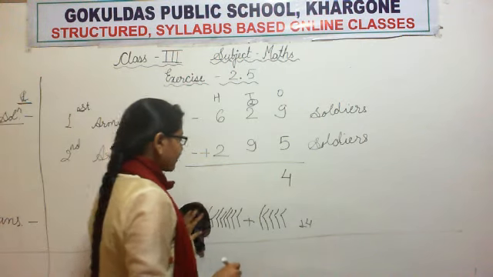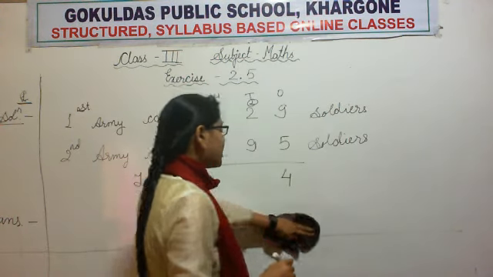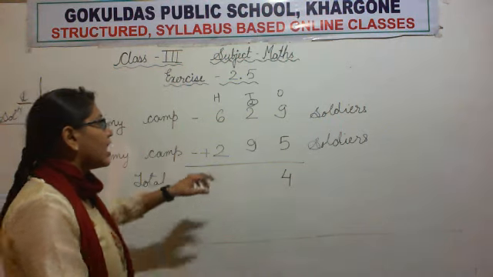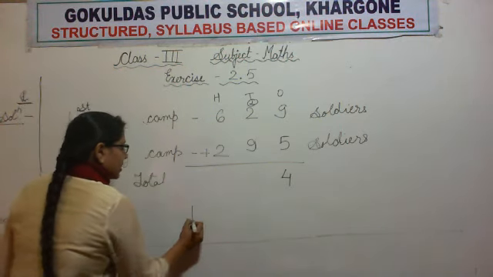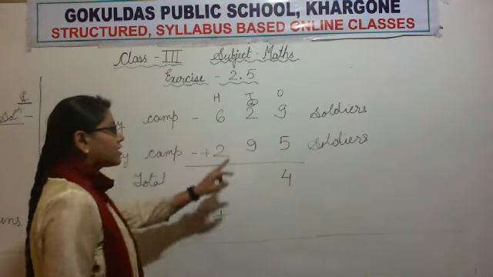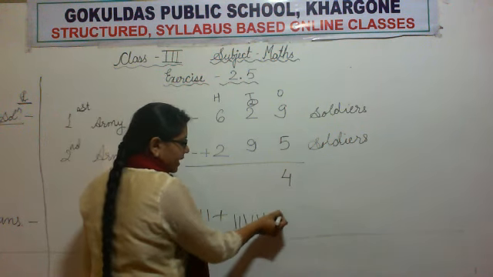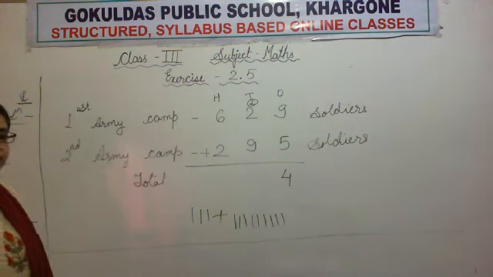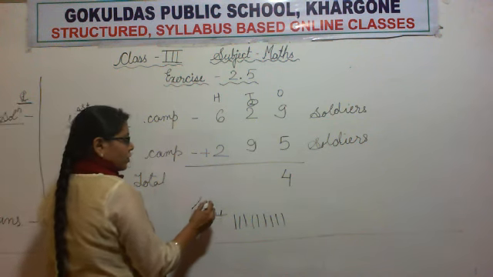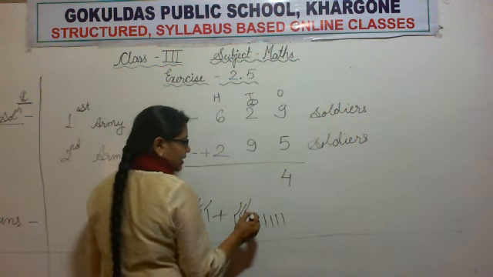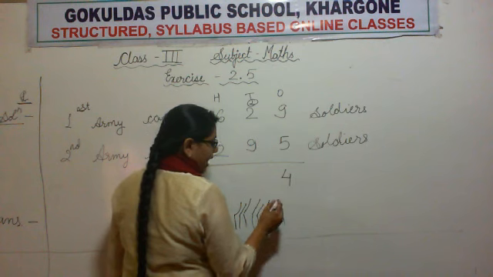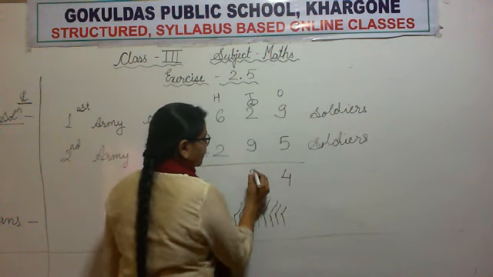Now, whenever 1 is added to any number, it gives its successor. So 1 plus 2 is 3. So we will draw 3 sticks. Now 9. 1, 2, 3, 4, 5, 6, 7, 8 and 9. Now let's count how many sticks. 1, 2, 3, 4, 5, 6, 7, 8, 9, 10, 11 and 12.